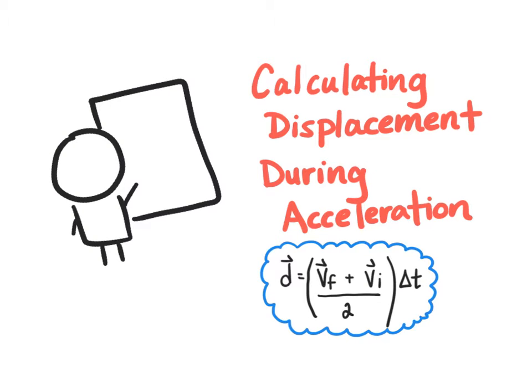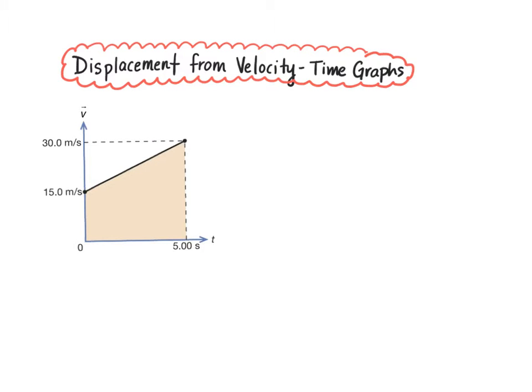In this video, we're going to be looking at calculating displacement during acceleration, and we're going to be using the formula displacement equals (VF plus VI) divided by 2 times time. So first we're going to figure out where this formula comes from, and we're going to look first at a graph of velocity versus time.